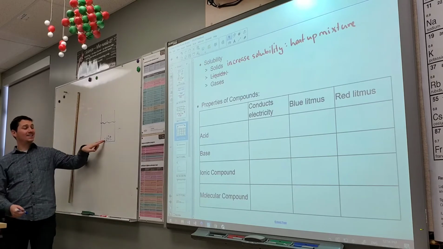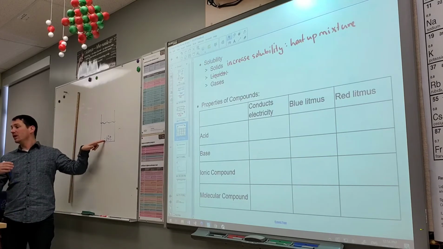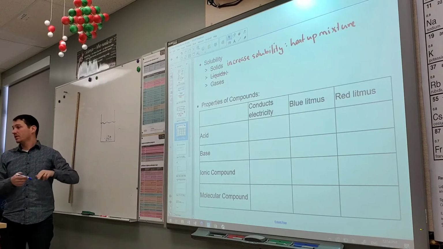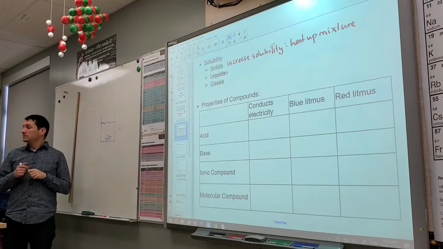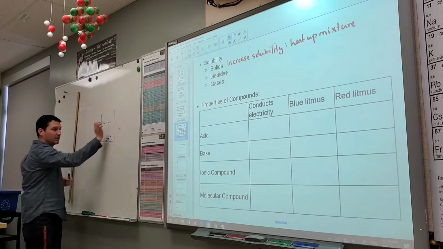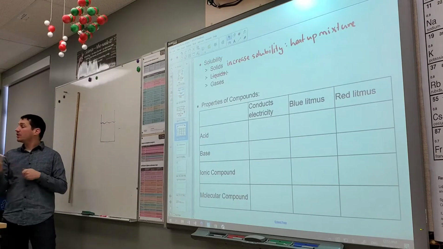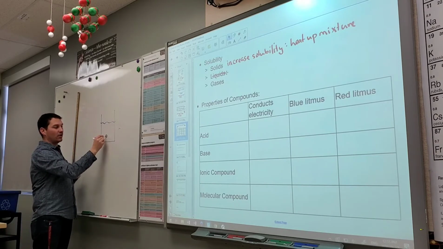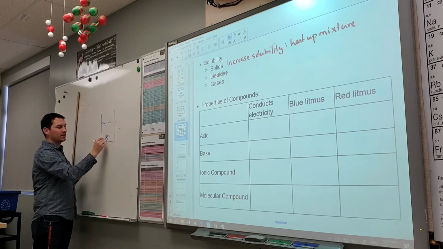Why is heating this up going to increase the solubility of a solid? These solids, most of the time you can think of these solids as alternating positive, negative, positive, negatives, right?